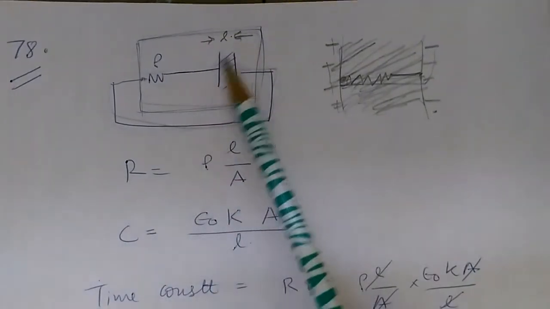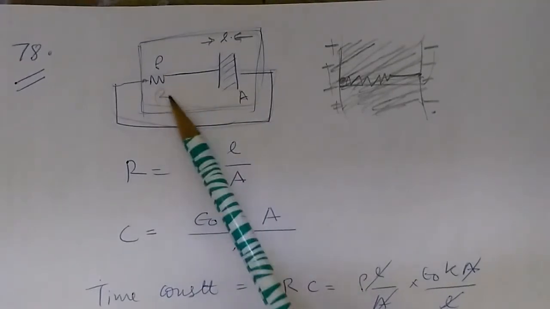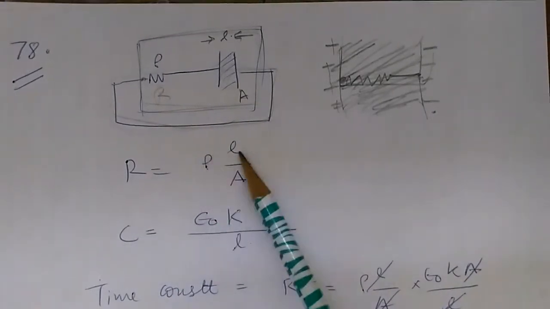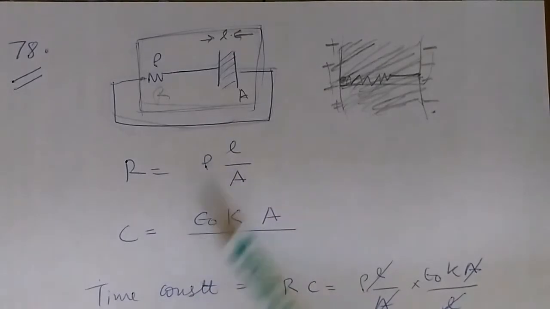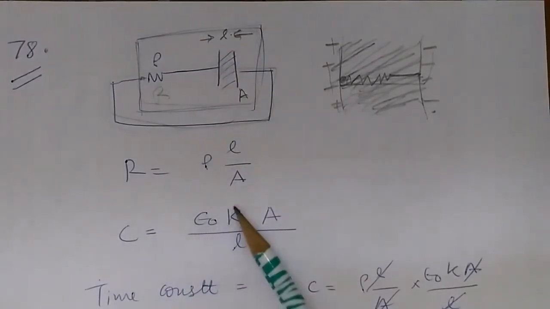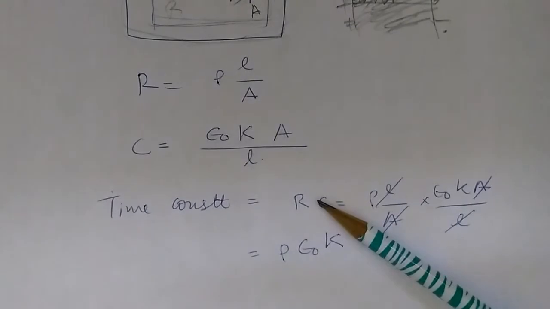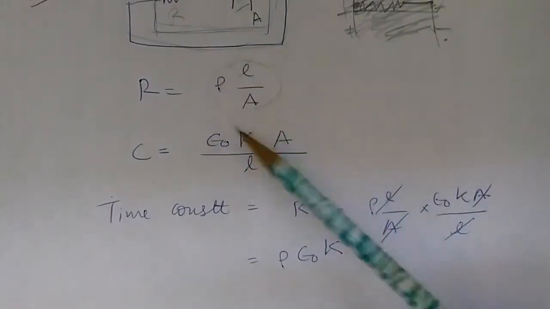Now the resistance of this structure, which we represent by R, is given by R equals rho L upon A. And the capacitance of this structure is C equals epsilon 0 K A divided by L. Now the time constant will be given by RC. So we just need to multiply this term with this term.